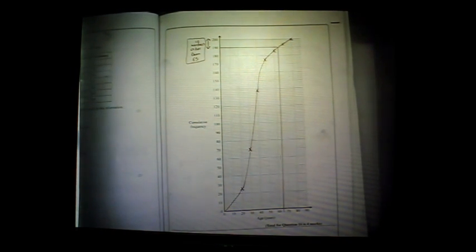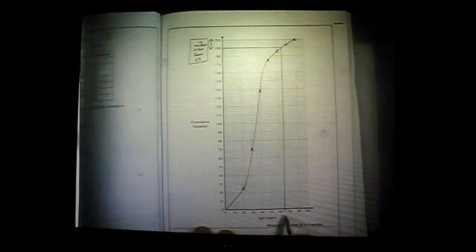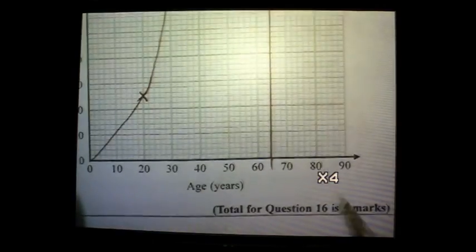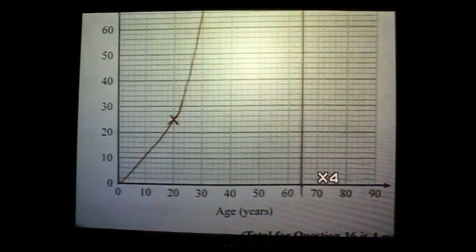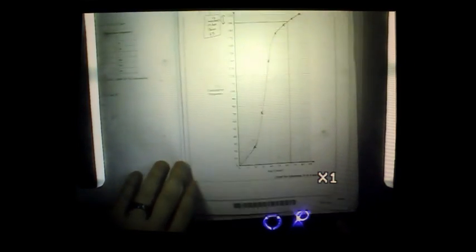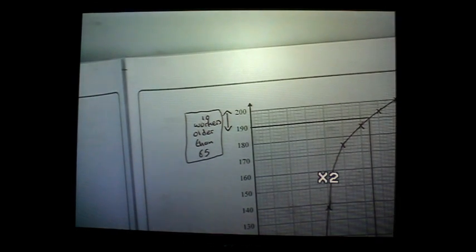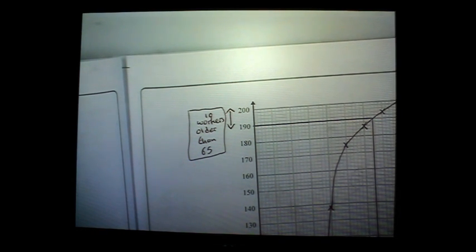The next question says, Graham says 10% of the workers at the factory are older than 65 years old. Is he correct? Well, that's why I've got 65 marked down here, which I'll quickly zoom in and show you. So there's the age, look at the bottom. And that's where the 65 is. So what I've done, I've drawn up, and I've hit my cumulative frequency line, and then I've gone across. So let's see where I go across to. So there we go. You go across to 190. So that means there's 10 workers older than 65.